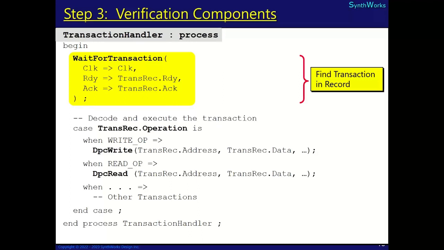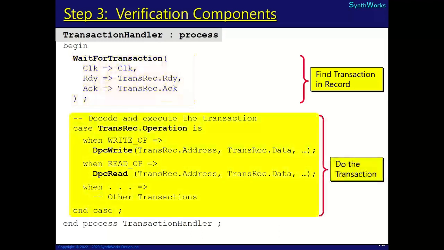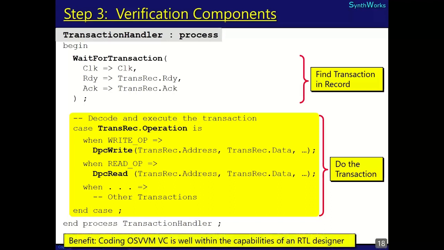Okay, so wait for transaction is the companion to request transaction. So the verification component stops until something happens on the ready line, telling you to do something. Then we look at the record. When something's in the record, we decode it, and we do something. Kind of hypothesizing that we're using subprograms. I don't. This is the point where I write code. And often things get much more complicated. So coding a verification component in OSVVM is well within any VHDL engineer's capability.